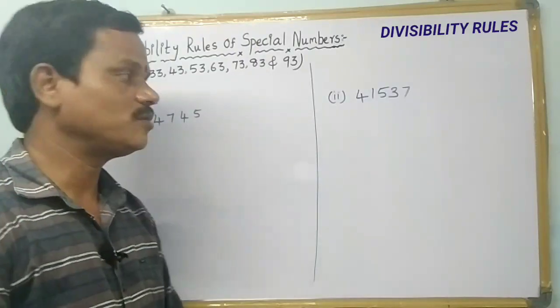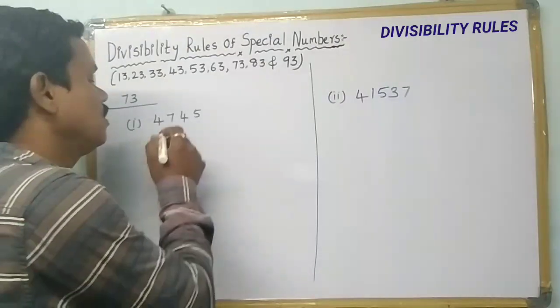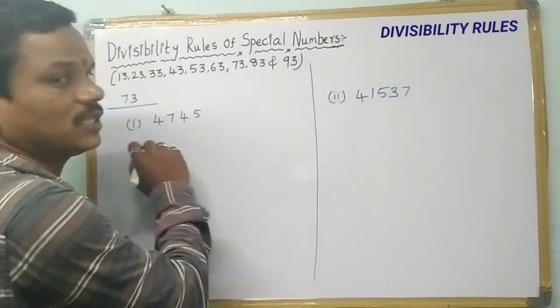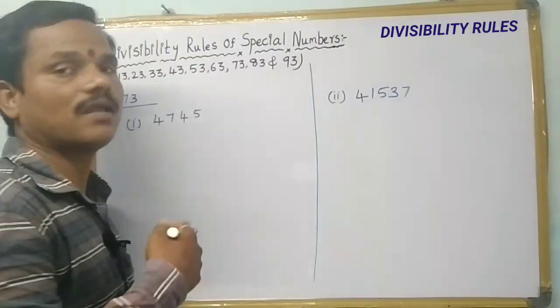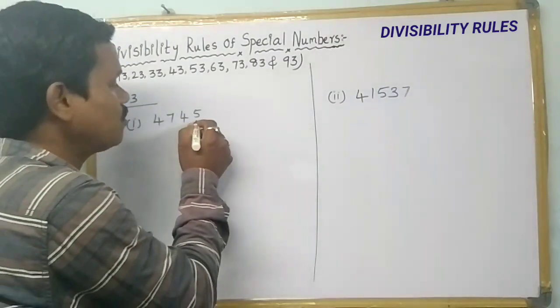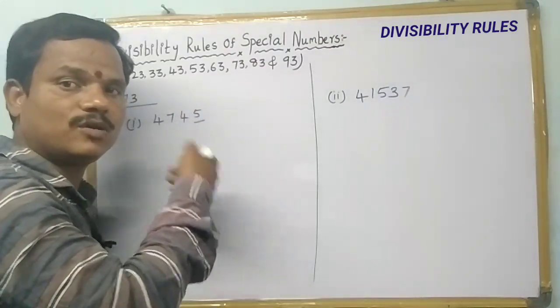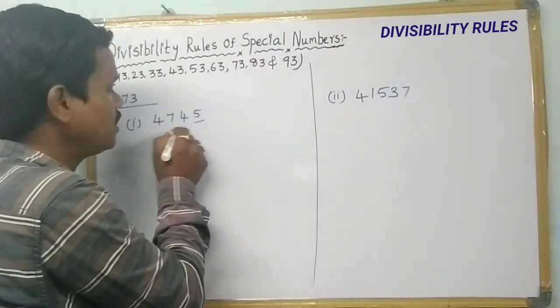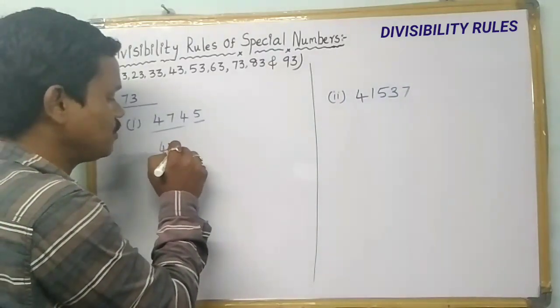Now the divisibility rule of 73. I explain this with an example. I am taking one example, 4745. Check whether this number is divisible by 73 or not. Now what is the rule? Divide the given number into two parts. This is the first part and this is the second part. Now write the second part as it is, 474.